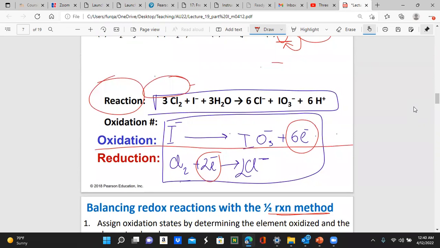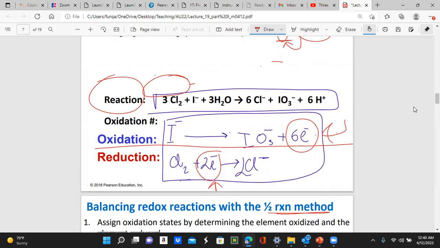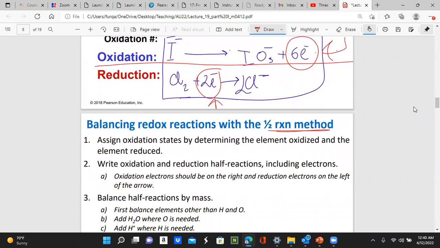I figured out where the oxidation is happening and where the reduction is happening. I wrote it to show the loss of electrons and the gain of electrons. These are my two half reactions. From here, I'm going to jump on to balancing the redox reactions.